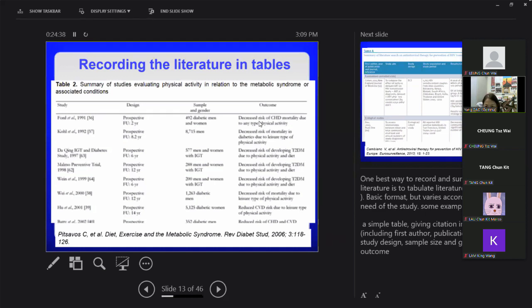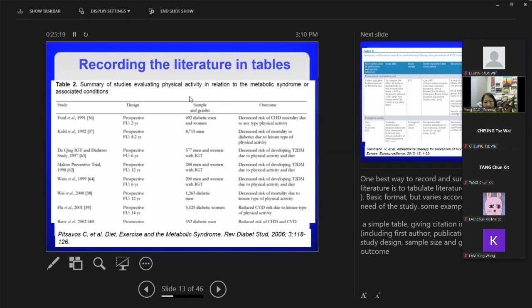Here, for example, they observed the decreased risk of CHD, coronary heart disease. Here is diabetes, type 2 diabetes. And this one, CVD, means cardiovascular disease. So you may gradually become familiar with these short abbreviations of the common diseases.